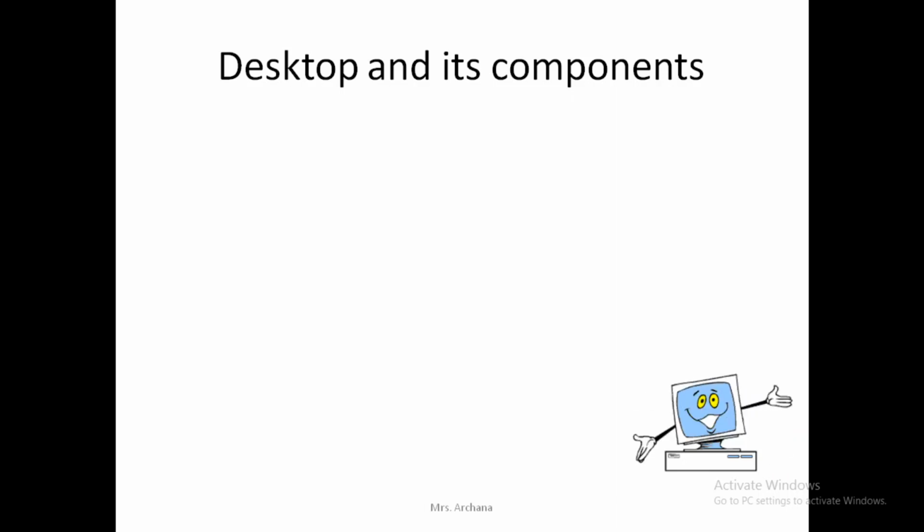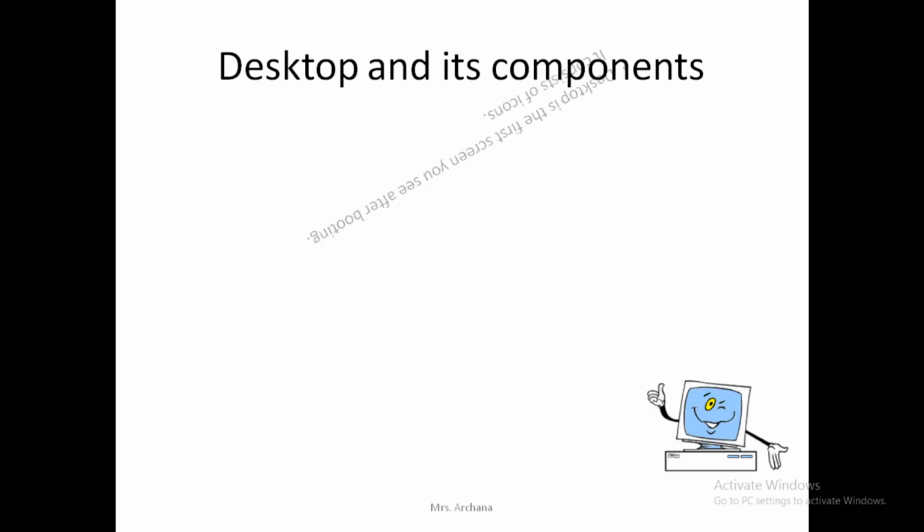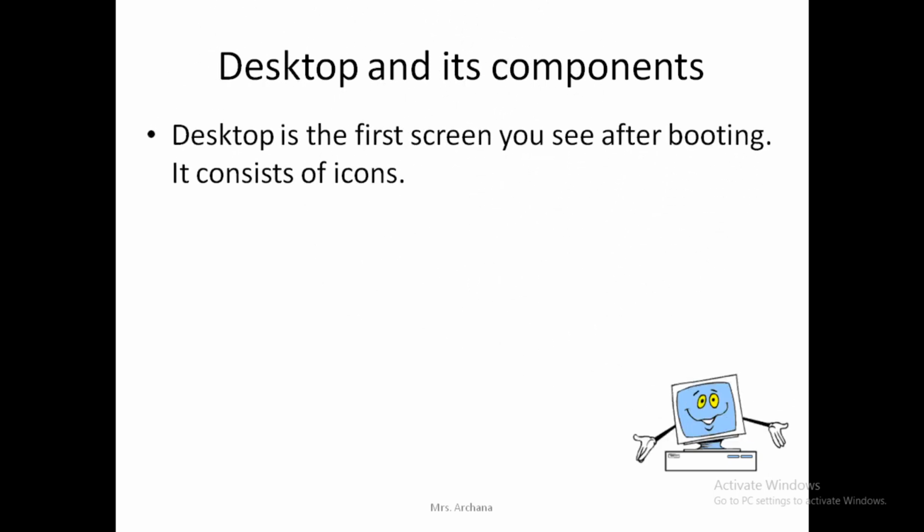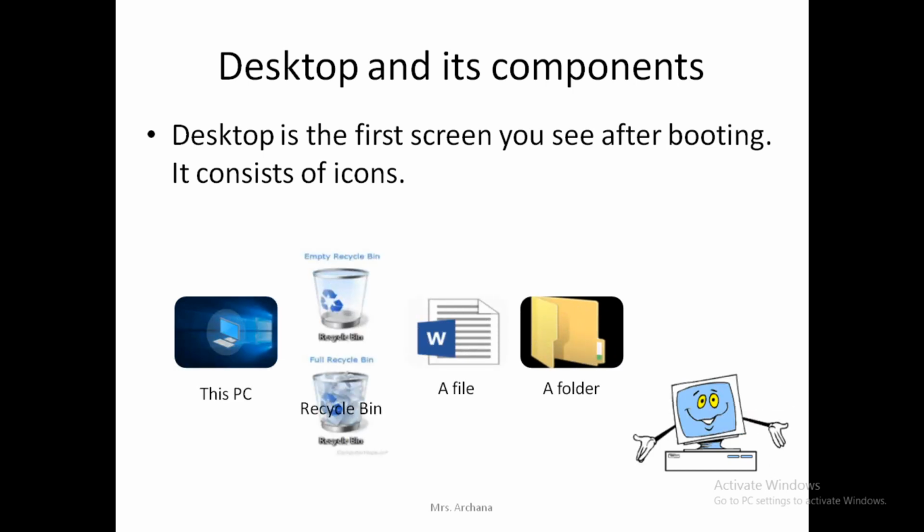Now we are going to discuss the desktop and its components. Icons are little pictures displayed on the desktop that represent a program, file or folder. And desktop is the first screen you see after booting. It consists of icons. These desktop icons are also called shortcuts.